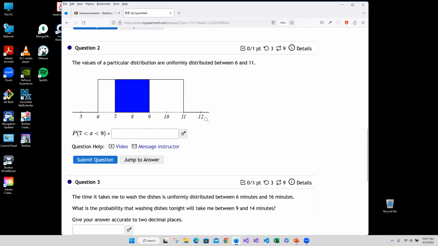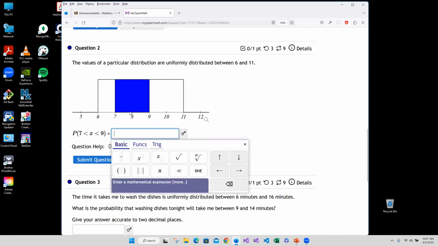So what you have between 7 and 9 is basically 2 units out of a total of 1, 2, 3, 4, 5. You don't really care what the true area of this rectangle is. All you care about is the percentage, the probability, and probability is a percentage of the overall. There are 5 units overall, and you want to find the probability that your value is within 2 of those units. 2 over 5. That's all you have to say. 2 over 5 is 0.4.